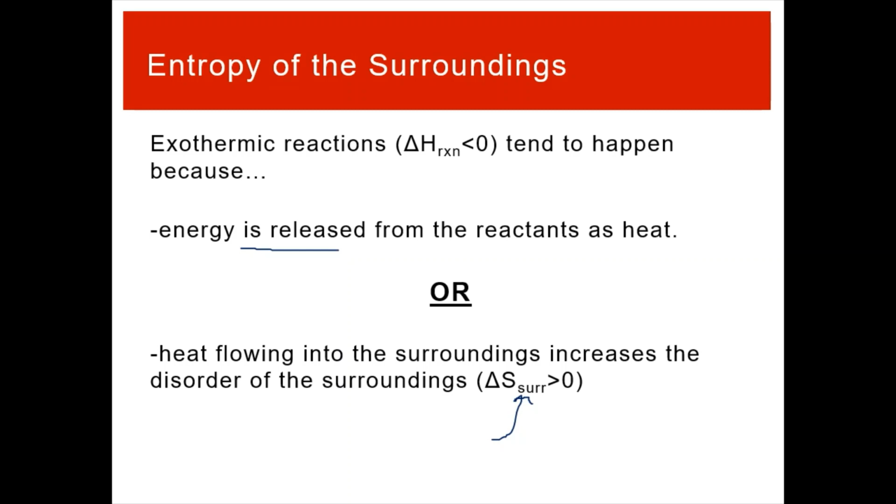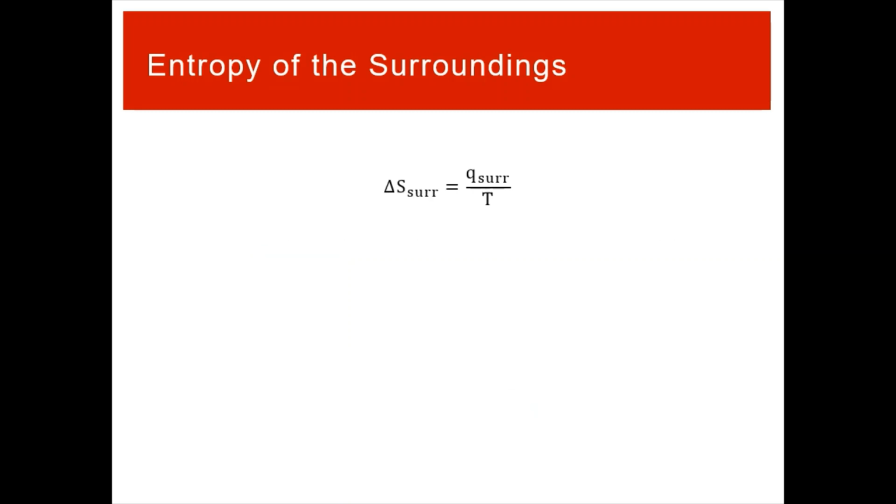You can decrease the entropy of the surroundings. It just has to be compensated for by the change in entropy of the actual chemical reaction. So I want the entropy of the surroundings, and it's all based around the heat that's flowing into the surroundings. In general, change in entropy due to heating is equal to the heat divided by the temperature at which it occurs. So this is the actual equation.